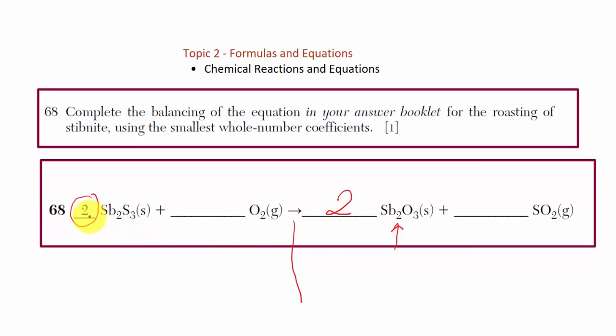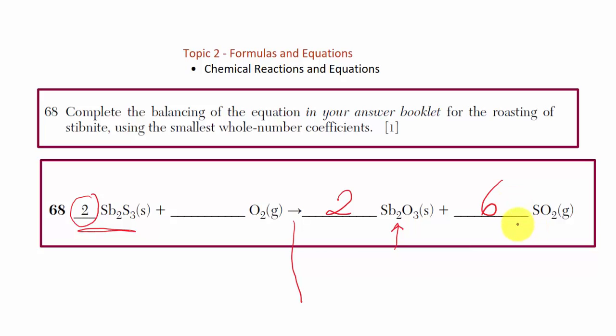Similarly, for the sulfur, we have 6 sulfurs over on the left side of our equation. So we have to represent 6 sulfurs on the right-hand side. That forces us to multiply the single sulfur that appears in this product by 6. So we have to put a 6 in that space.